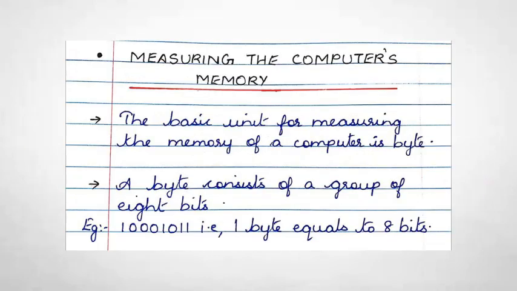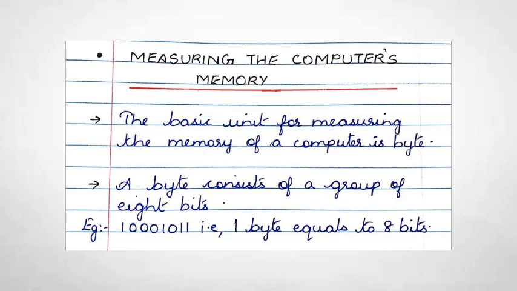Next topic is measuring the computer's memory. All the information, data and instructions in a computer get stored and processed as numbers. Computers use only 2 digits, that is 0 and 1 for this purpose. This is called binary code and 0 and 1 are called binary digits. Bit is the short form of binary digits.